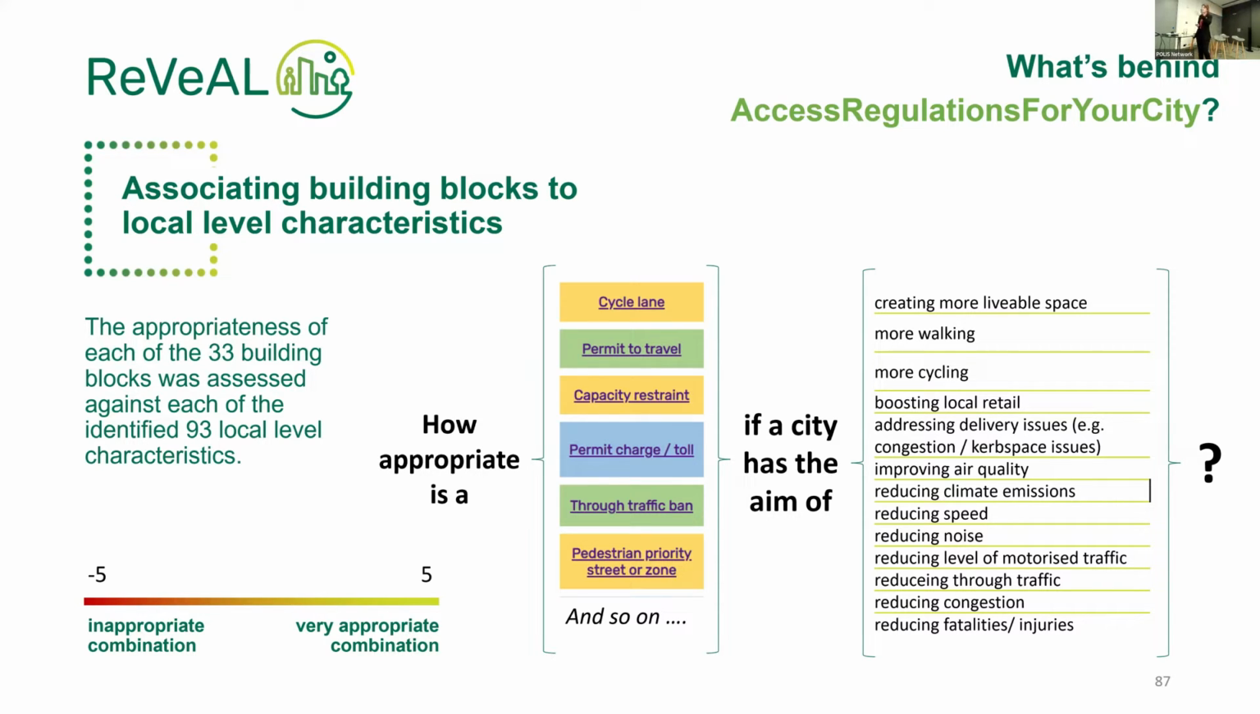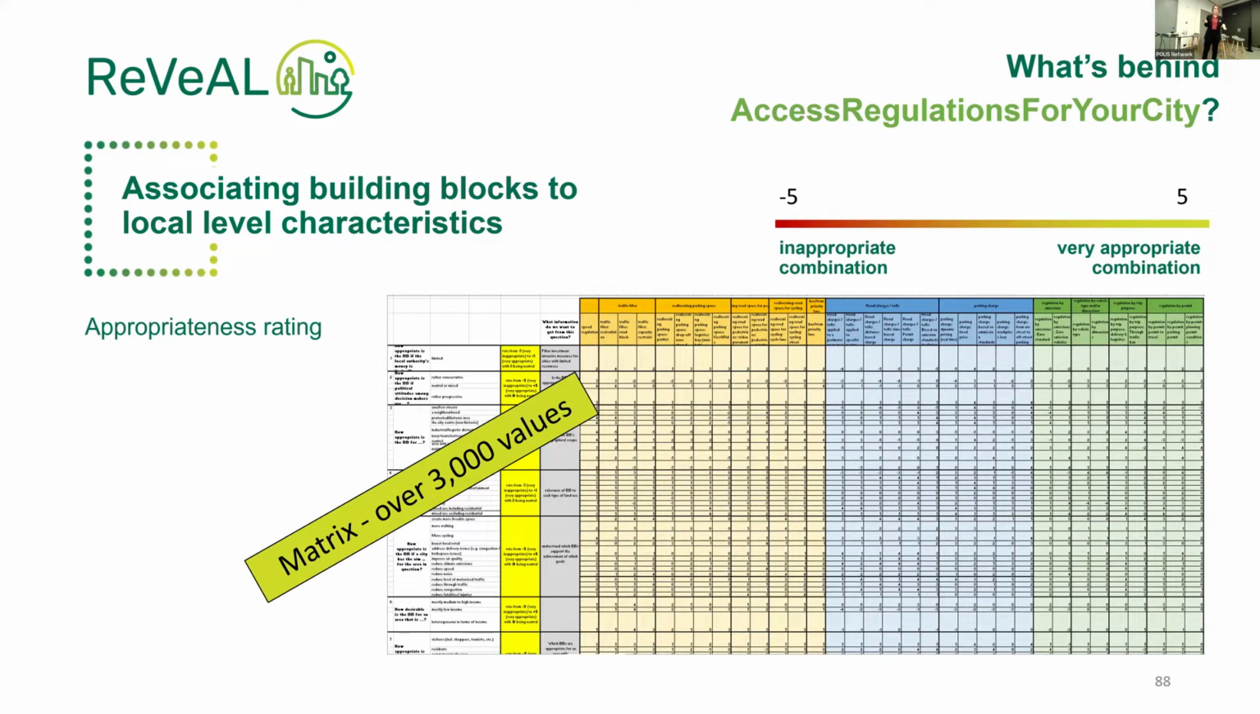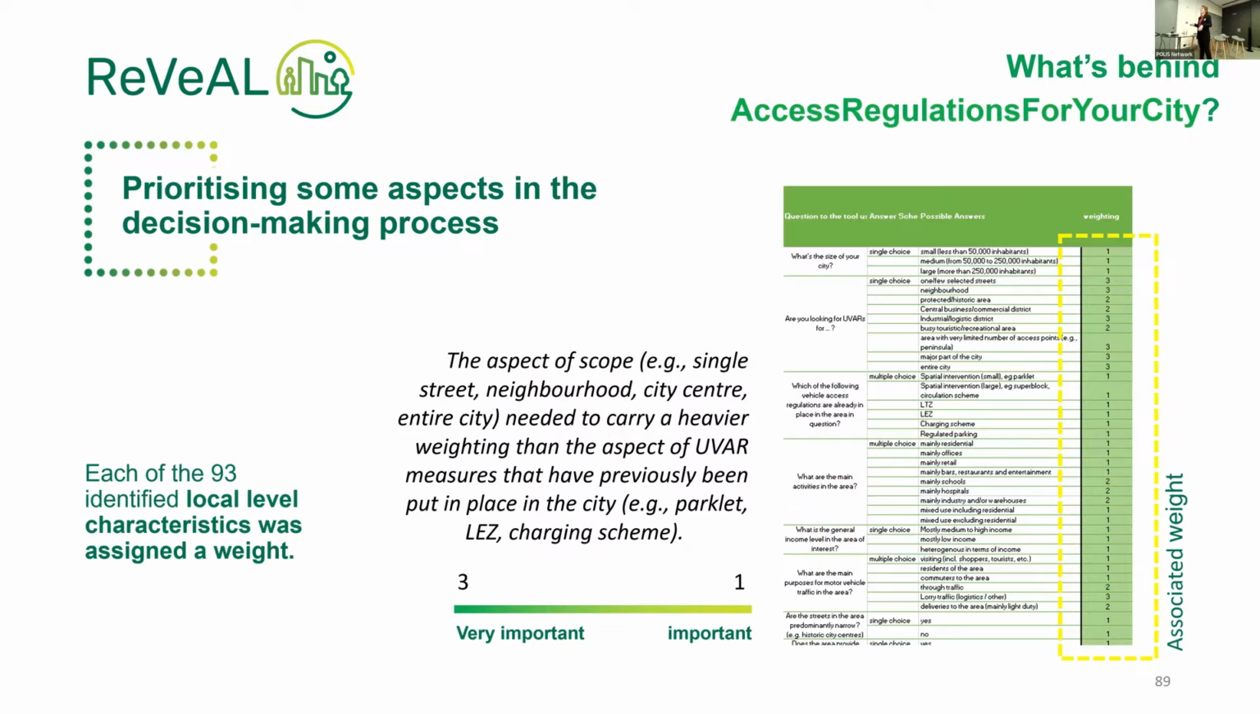For example, I put here one example: how appropriate is a cycle lane if the city has the aim of creating more livable space? That was characterized with a number from -5 to 5. By doing this, we created a matrix in which the top row shows the 33 building blocks, and the columns show the 93 local characteristics we came up with. The matrix has over 3,000 values for all the different combinations.